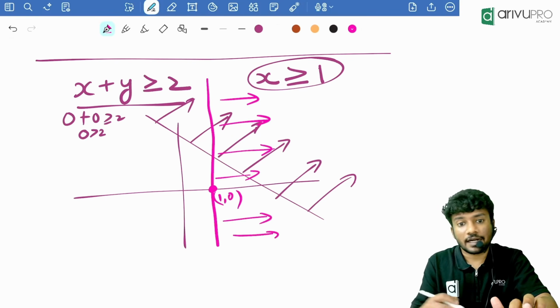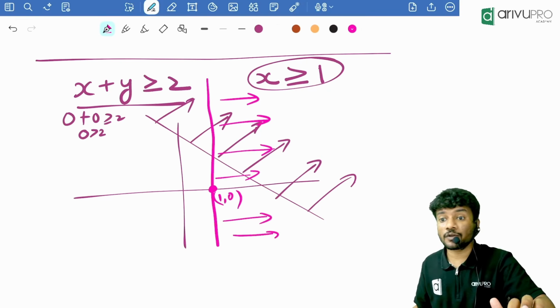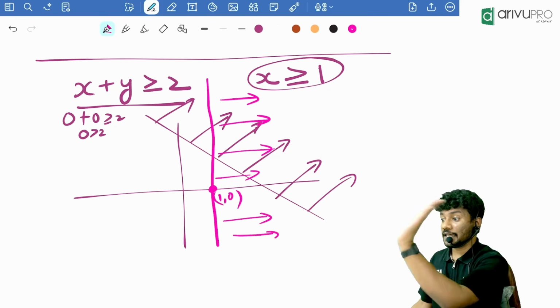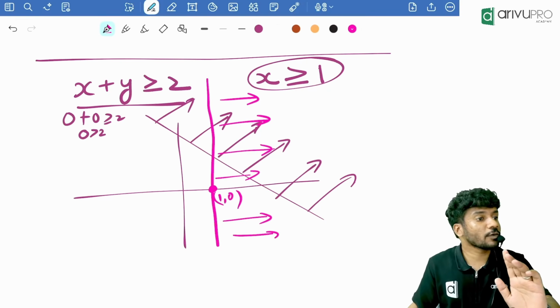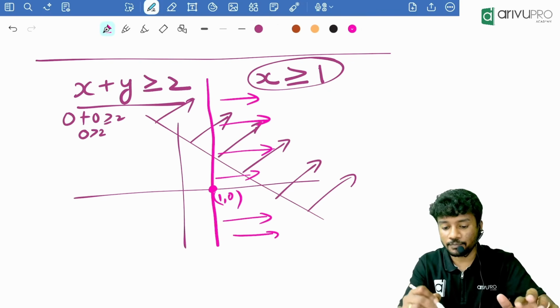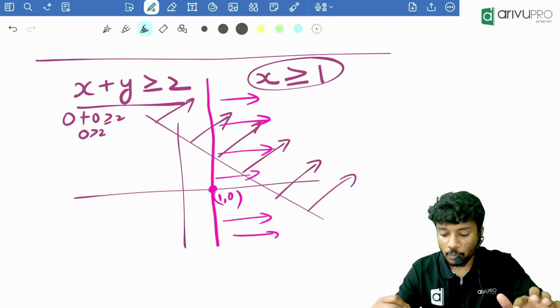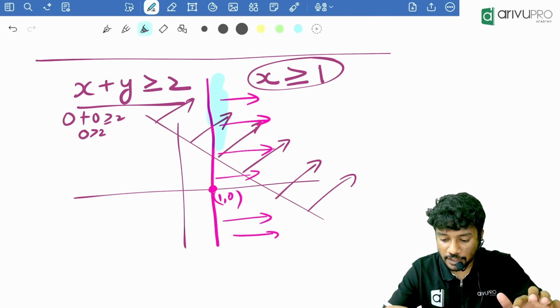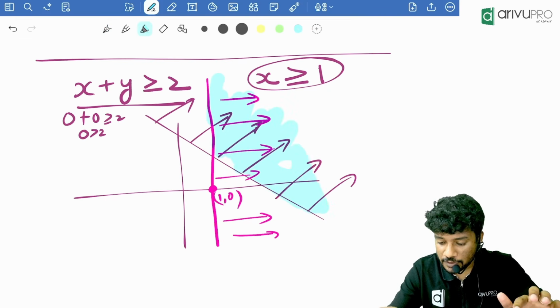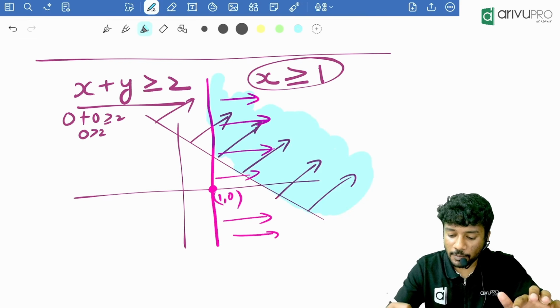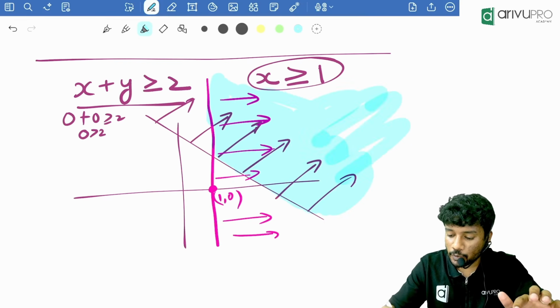Towards the right hand side. If it was less than or equal to 1, it will be towards the left hand side. Now you tell me what is the common area between them. Which is the common area? Both the things are there. This area, correct? Whatever I am going to mark now. This is the common area. So the graph is having a common area of whatever is mentioned in light blue color.